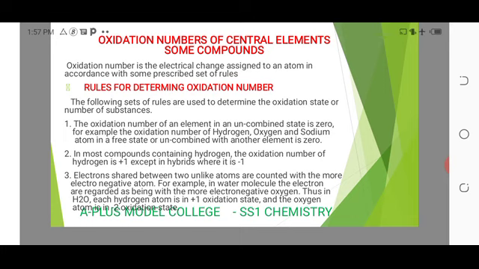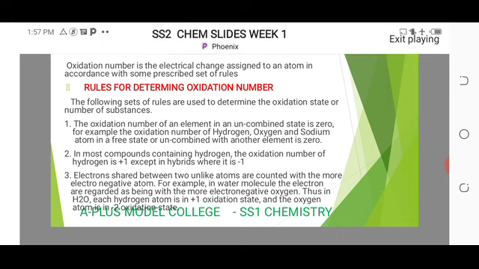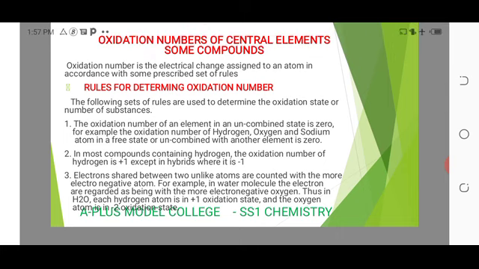That's number 1. The oxidation number of an element in an uncombined state is 0. I've been saying this all this while. Whenever you have any element that is not combining with any element, the oxidation state is 0. For example, the oxidation number of hydrogen, oxygen, sodium atom in a free state, or uncombined state with another element, is 0. I've talked about this before. When they are in a free state, it has 0. Whenever an element now combines, the oxidation number now changes.